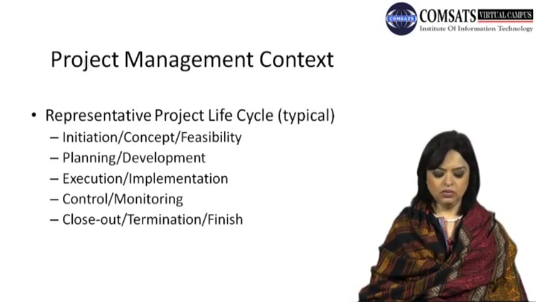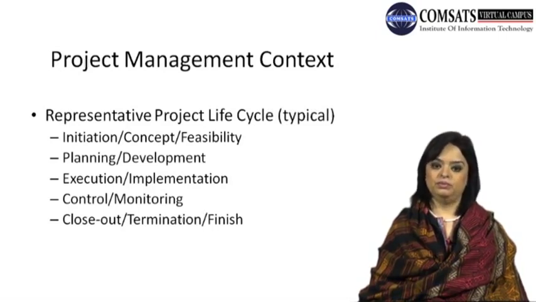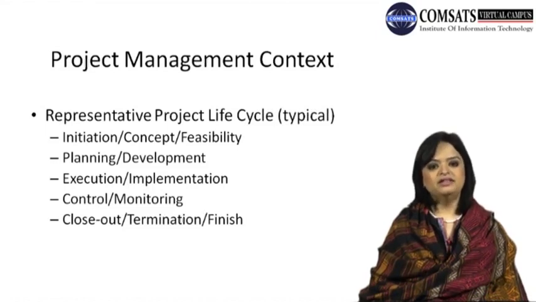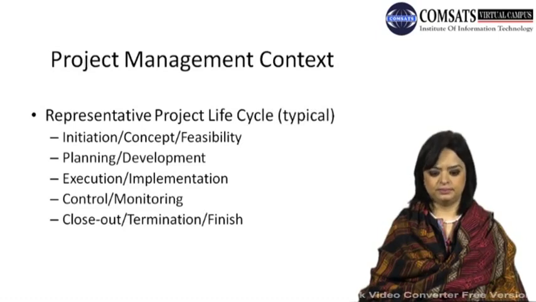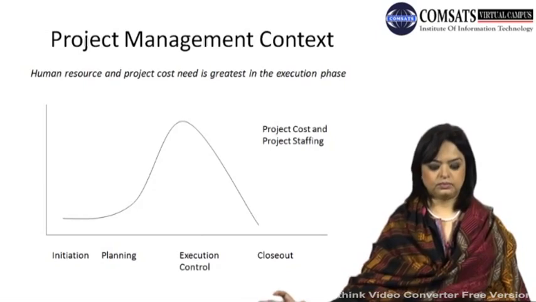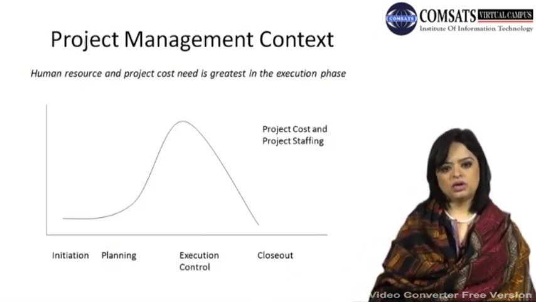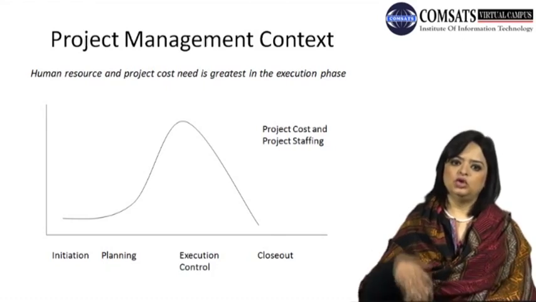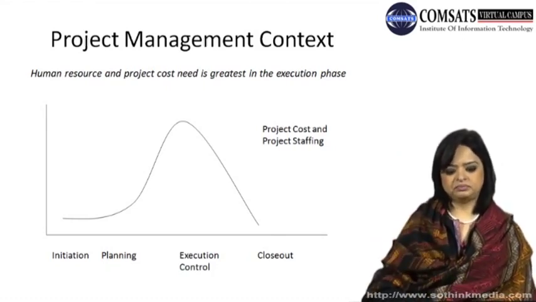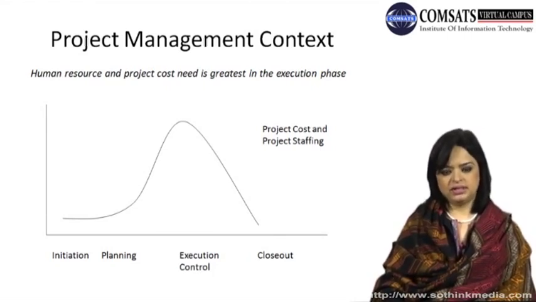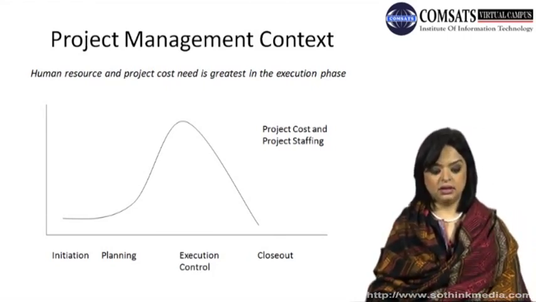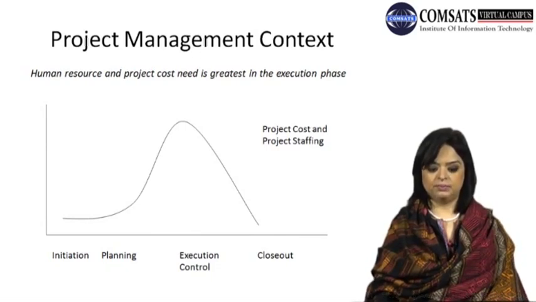The last phase is the closeout. I hate the word termination, but that is still a word used in many organizations. And then the finish of the project. So the 5 phases of the project constitute the project life cycle. Within the project management context, you use the little bell curve. For all the processes that were described in the earlier slide, you start off with the initiation.